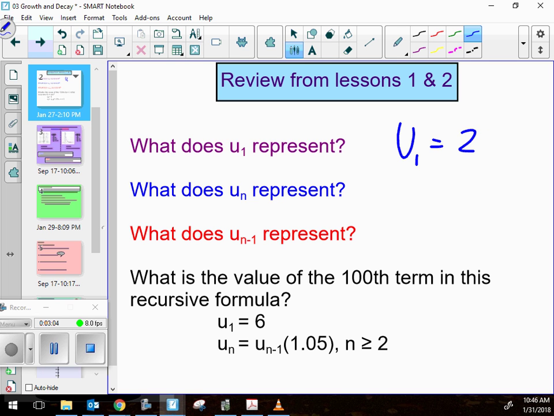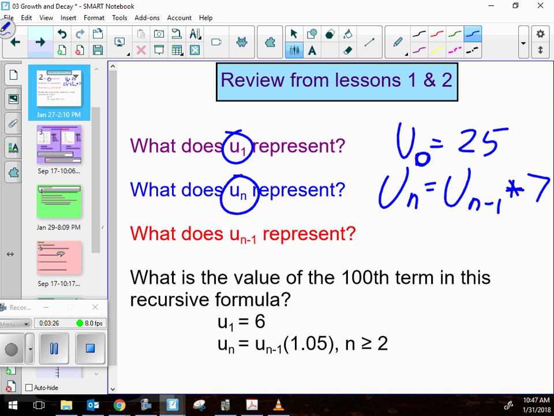If I go like this, I just decided that my smallest one would be U sub 1. Could I have chosen my smallest one to be U sub 0? Yeah, I could have. So U sub 1 isn't always the first term. It sometimes is. All right.